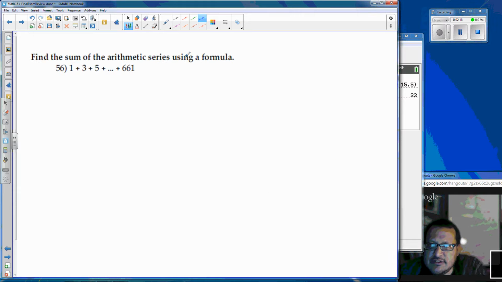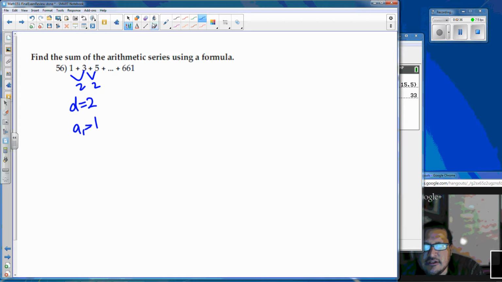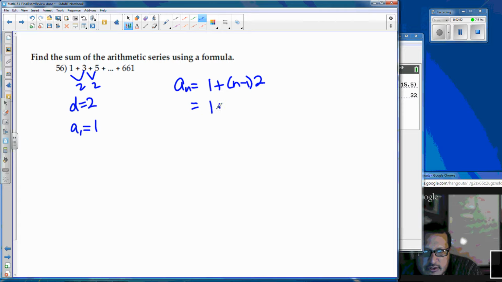Find the sum of this arithmetic series using a formula. So we're basically adding. It goes up by 2 each time, right? And it starts with 1. So d equals 2 and a sub 1 equals 1. So a sub n equals 1 plus (n minus 1) times 2, or 1 plus 2n minus 2, which is 2n minus 1. So this is our formula, and it works.